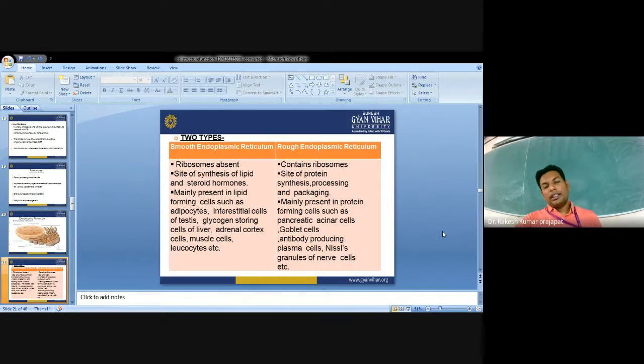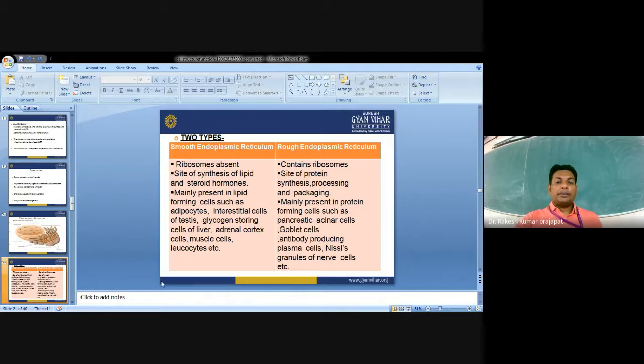There are two different classes of endoplasmic reticulum: smooth endoplasmic reticulum and rough endoplasmic reticulum, depending on the ribosomes. In smooth endoplasmic reticulum, ribosomes are absent, while in rough endoplasmic reticulum, ribosomes are present. That's why the surface of the endoplasmic reticulum becomes rough.